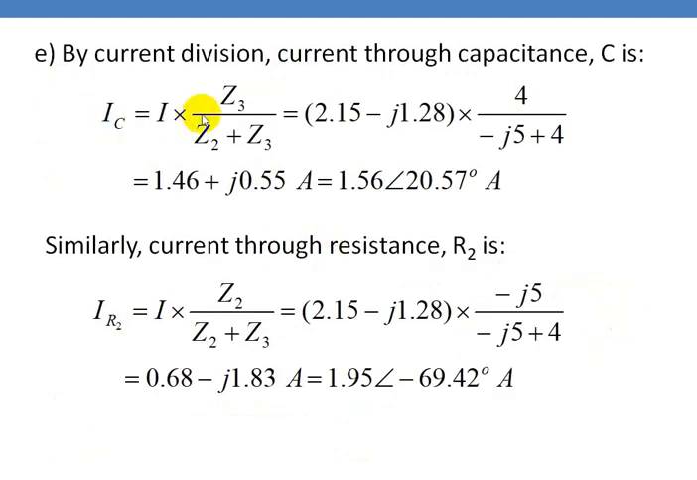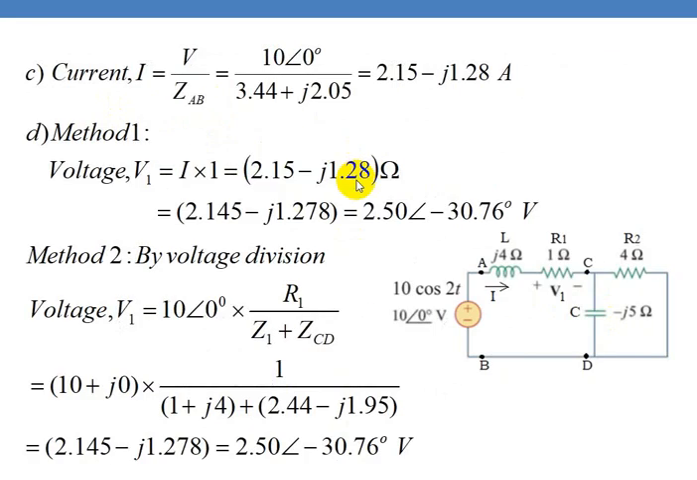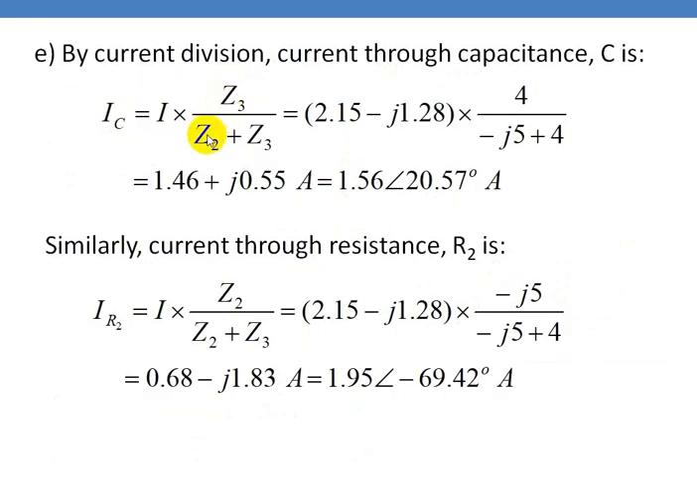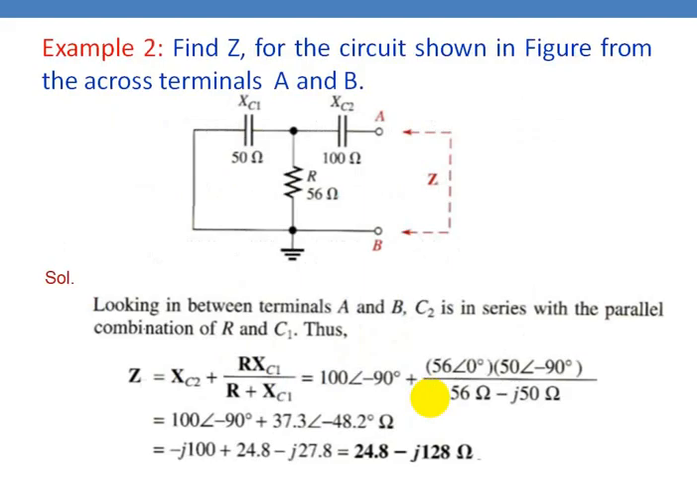So IC is the total current into Z3. This is Z2 and this is Z3. So that is Z3 by Z2 plus Z3. Substitute the values, and you will get 1.56 at an angle of 20.57 ampere. Similarly, the current through resistance R2: IR2 is I into the opposite branch impedance, that is Z2, divided by the sum of the two impedances Z2 plus Z3. So this comes to be around 1.95 at an angle of minus 69.42 degrees ampere.